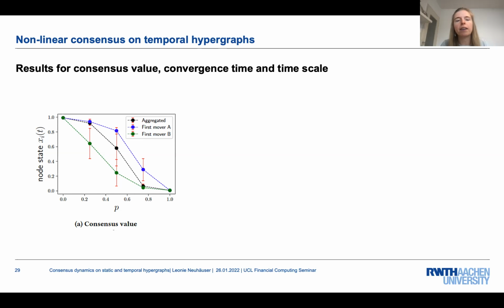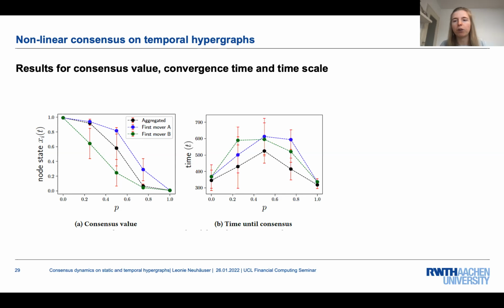You can also see that the rate of convergence is significantly faster when the initial configuration is very asymmetric. So for values of P in the center, for extreme values of P. And moreover, the convergence is sped up if the orientation of the 3 edges and the first mover groups align. So that's a convergence speed result as well.